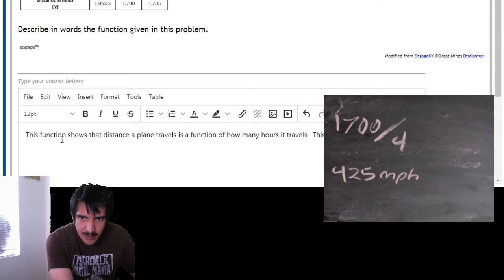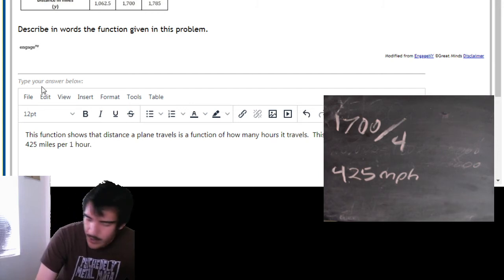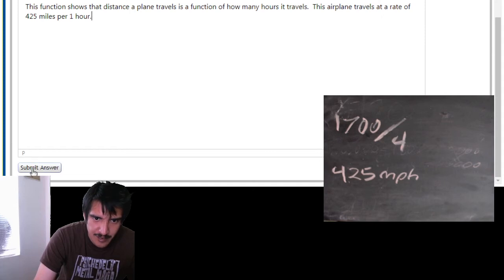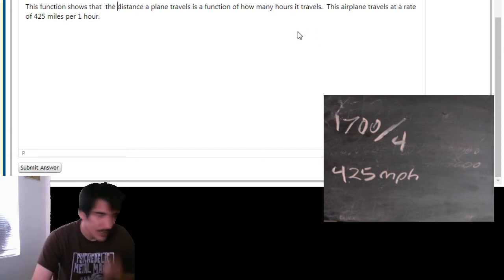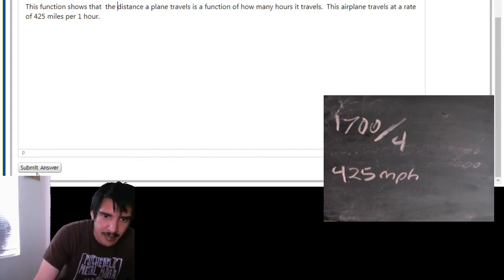This airplane travels at a rate of 425 miles per 1 hour. I'm just going to write per 1 hour. Yeah, I could write per hour, but per 1 hour is extra exact. Okay? So all we had to do was do division, and then we just had to say this sentence. This function shows that the distance a plane travels is a function, or depends on how many hours it traveled.